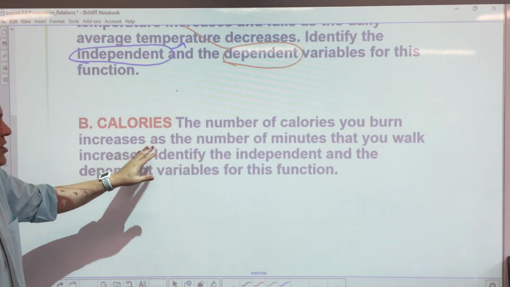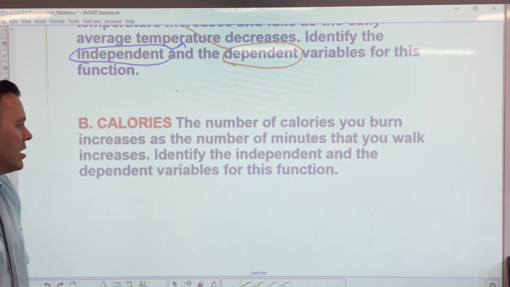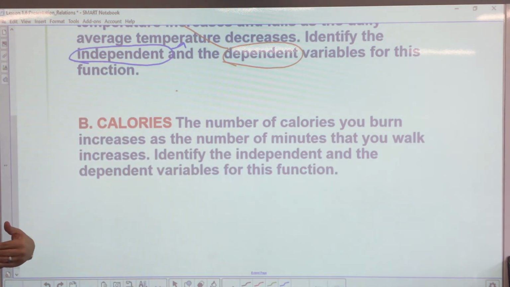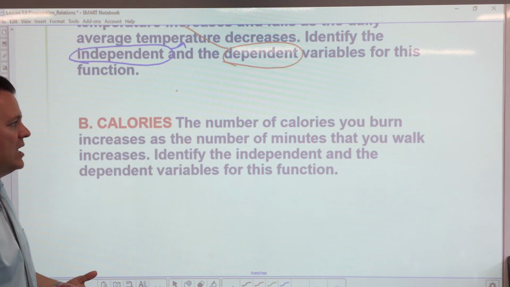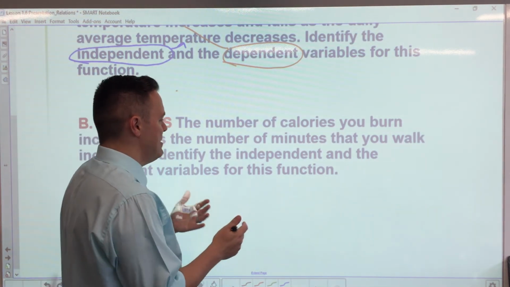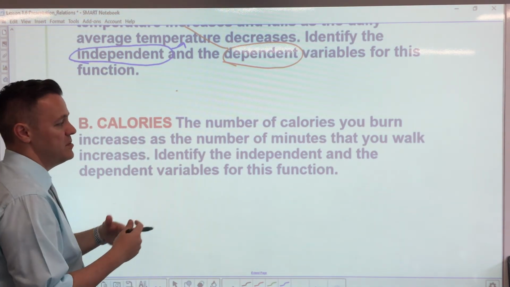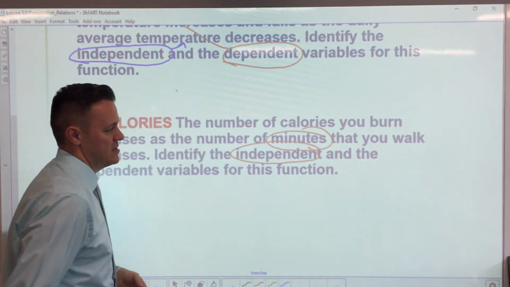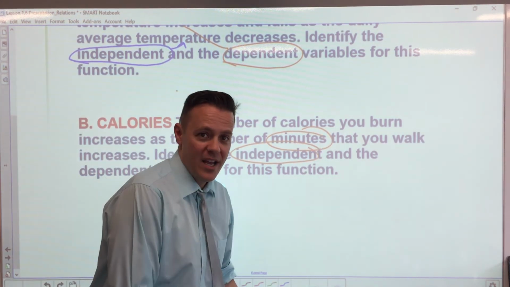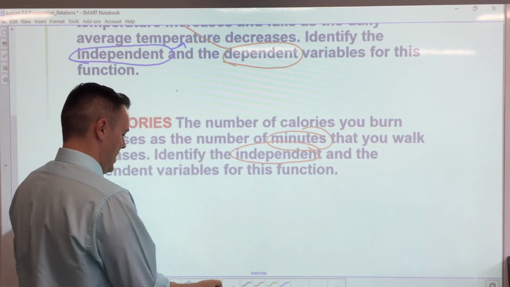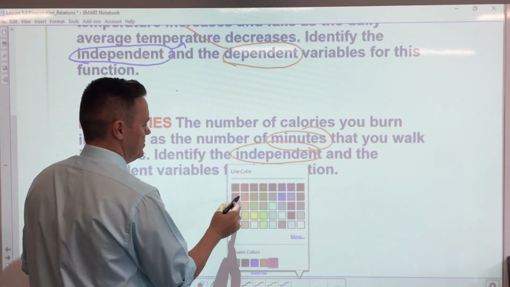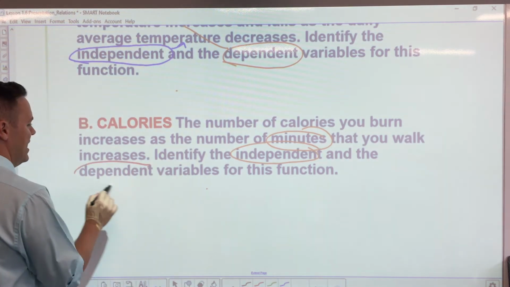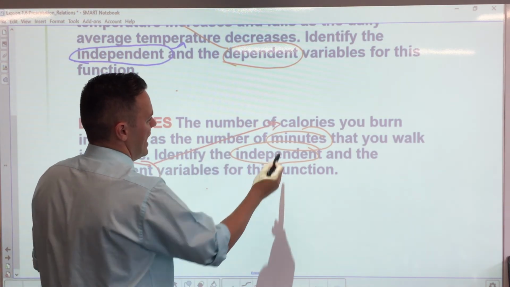Number of calories you burn increases as the number of minutes you walk. All right? Identify the independent and dependent variables. Okay? So, your independent variable in this case is going to be what? Your minutes. Okay? The more you walk, the more what? Calories you burn. Okay? Hopefully you guys understand that. So dependent would go to calories.